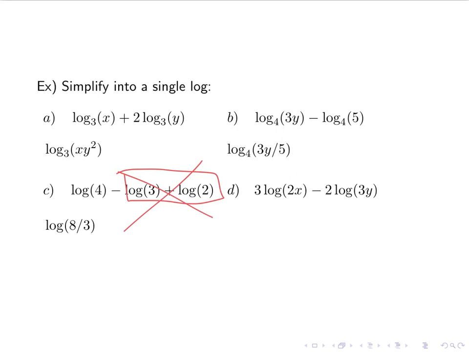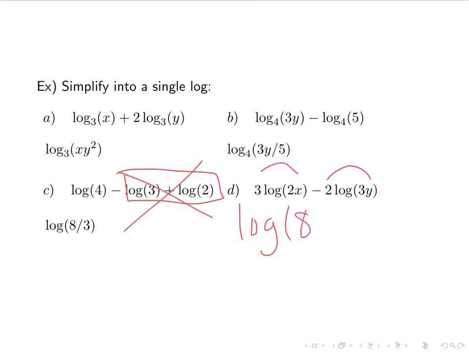So D, 3 log of 2x minus 2 log of 3y. Before I can do that subtraction, I need to bring those coefficients in, because that property, number 2, doesn't have any coefficients in it. So the coefficients have to be 1. So I'm going to bring the 3 in, I'm going to bring the 2 in. And again, we have to make sure that we're cubing the entire 2x. So it's not just log of 2x cubed, it's log of 2 cubed x cubed.